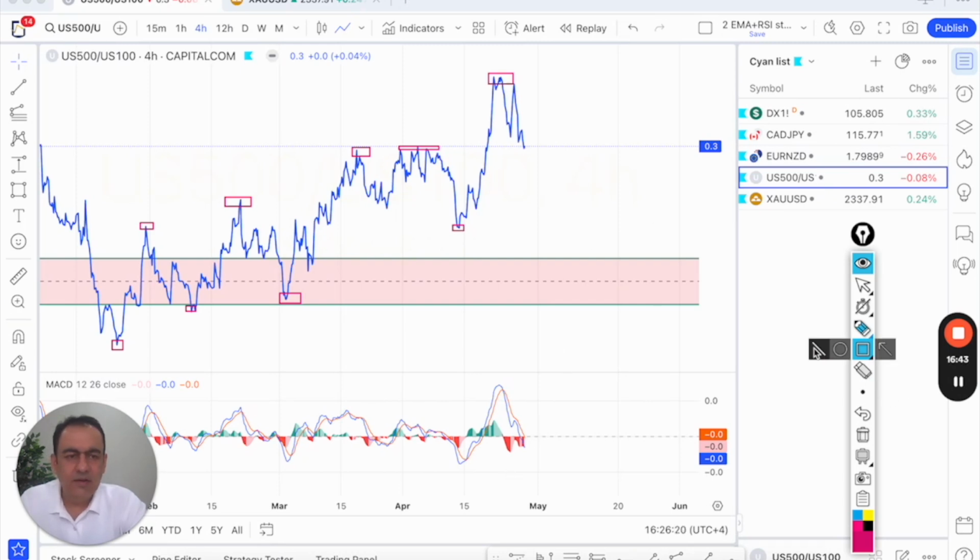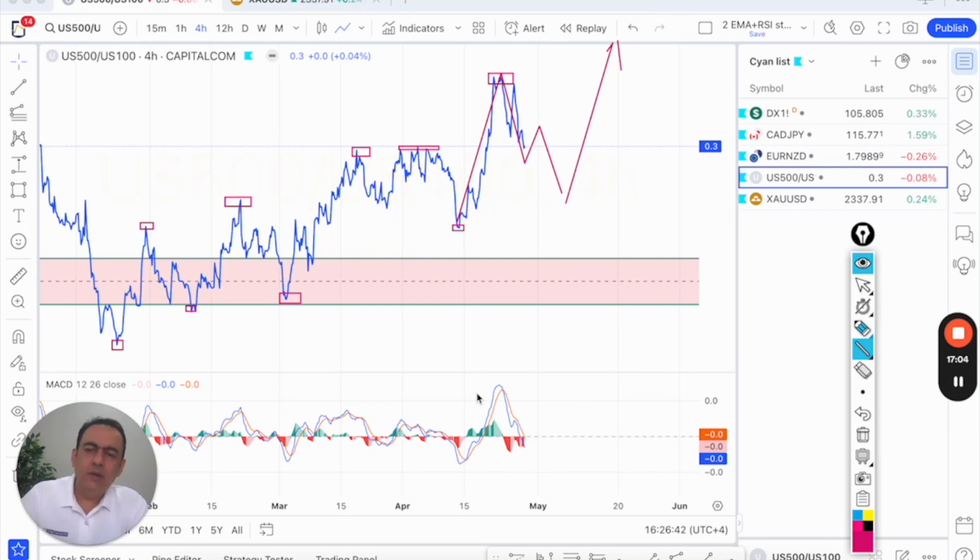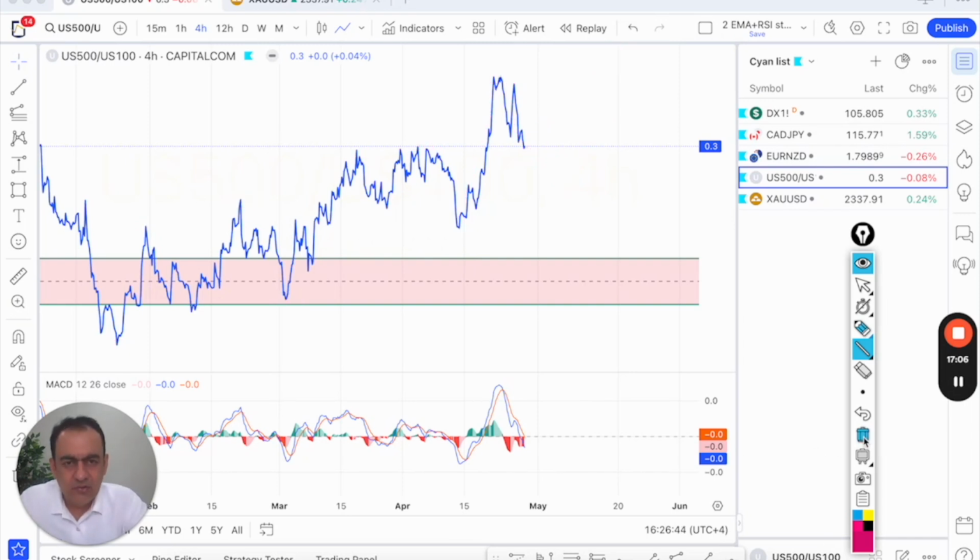So I'm anticipating that there should be a short-term pullback, and again it is going to rise. So US 500 can remain weaker only in the short run, very short run, in comparison to US 100, that is NASDAQ, but ultimately it is going to get stronger than NASDAQ. So this is how I'm going to take benefit from the two indices of US market.